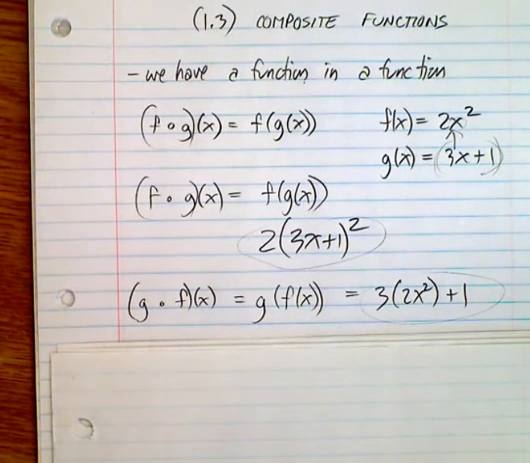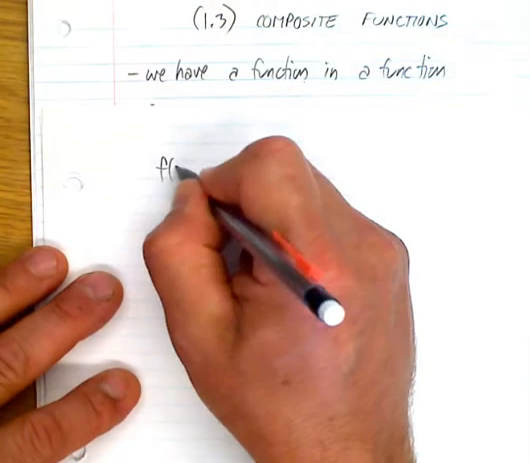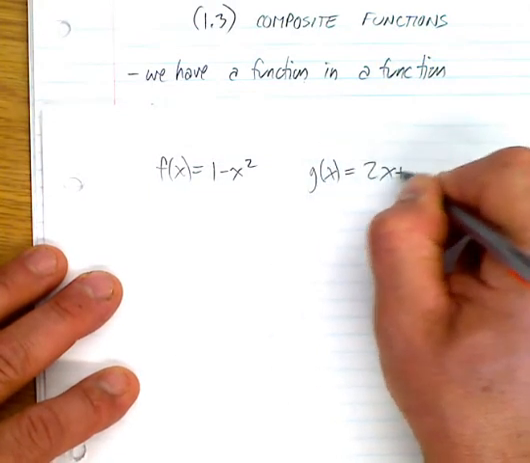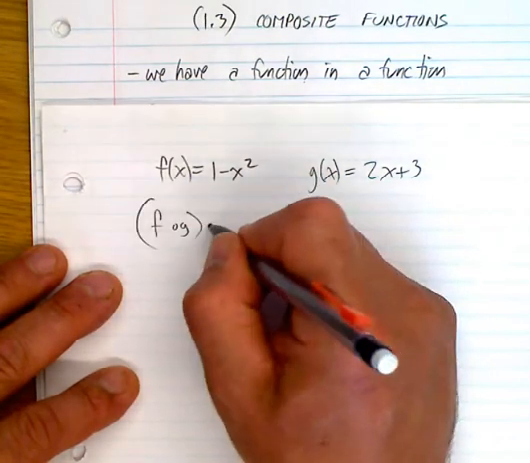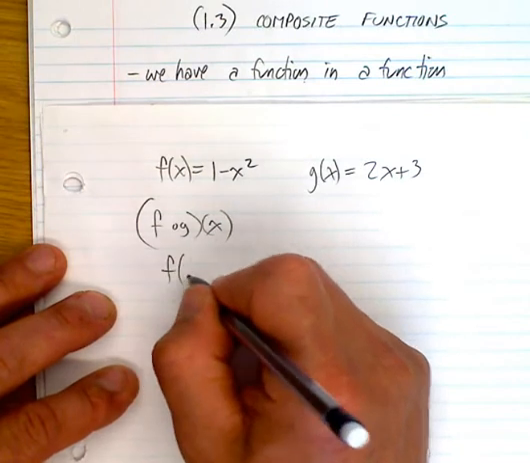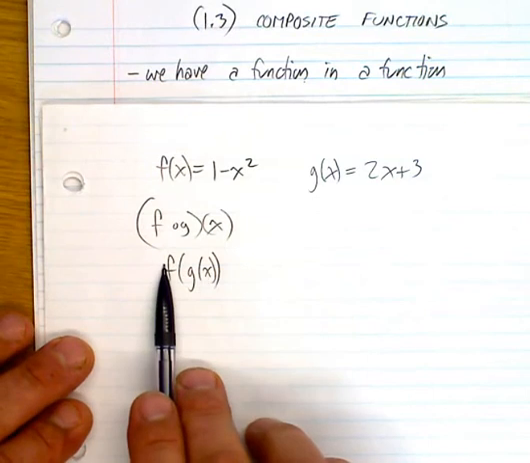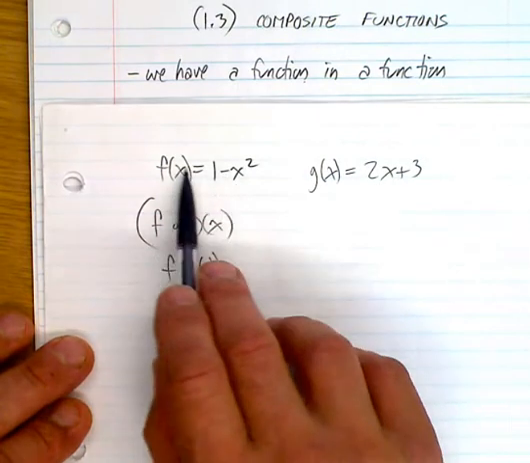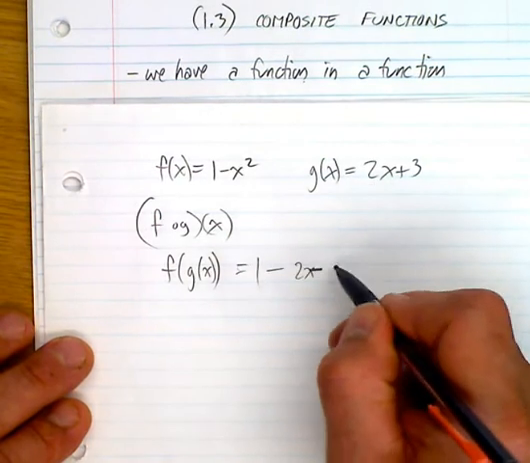We can look at another couple examples if you like. Let's say f of x is equal to 1 minus x squared, and g of x is equal to 2x plus 3. Well, if we look at f composite g of x, that's the same as saying f of g of x. Now, you're putting g of x into the x of the f function. So it's going to be 1 minus x, well, x is g of x, so it's 2x plus 3.